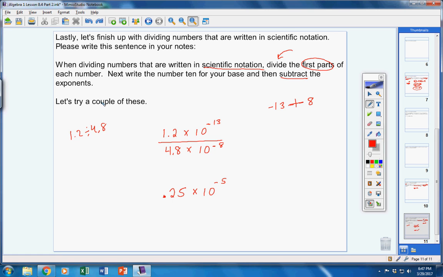Now a lot of you probably thought you were done and you circled your answer, but hold it. Notice your answer is not written in proper scientific notation. Yes, we have a times sign. Yes, we have a 10. Yes, we have a whole number here, but this decimal should be here. Because right now, do we have any digits to the left of the decimal? Well, you can put a 0 there.